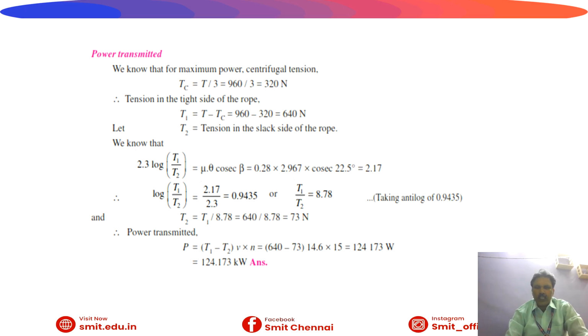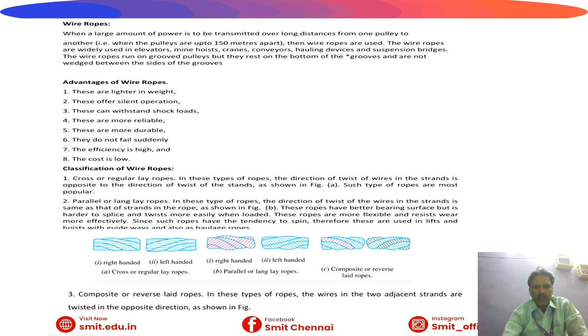Power transmitted P equal to, this formula we have already used many times in the previous friction problems, T1 minus T2 into V into N. The number of ropes we are using, that is 15, should be counted here. That is also included in the formula. By that you get 173 watts, that is 124 kilowatts.